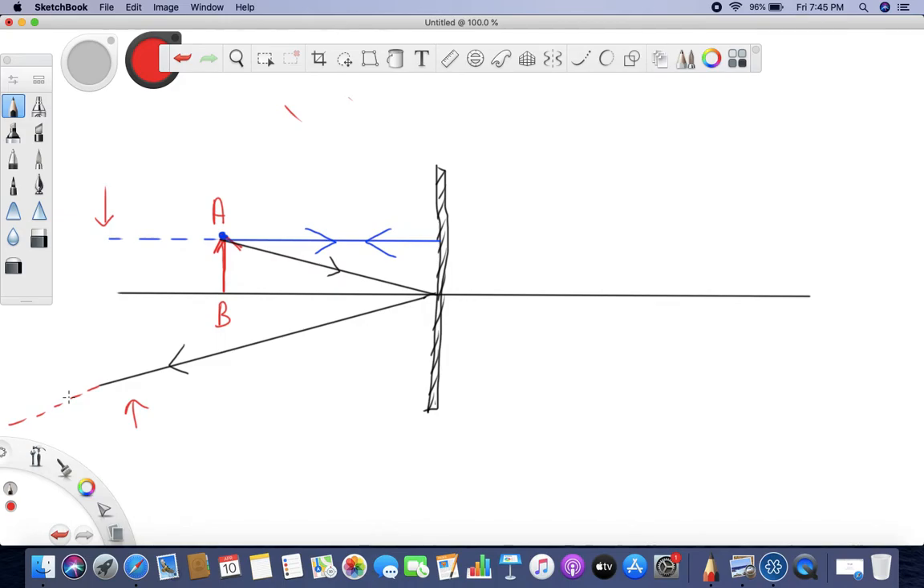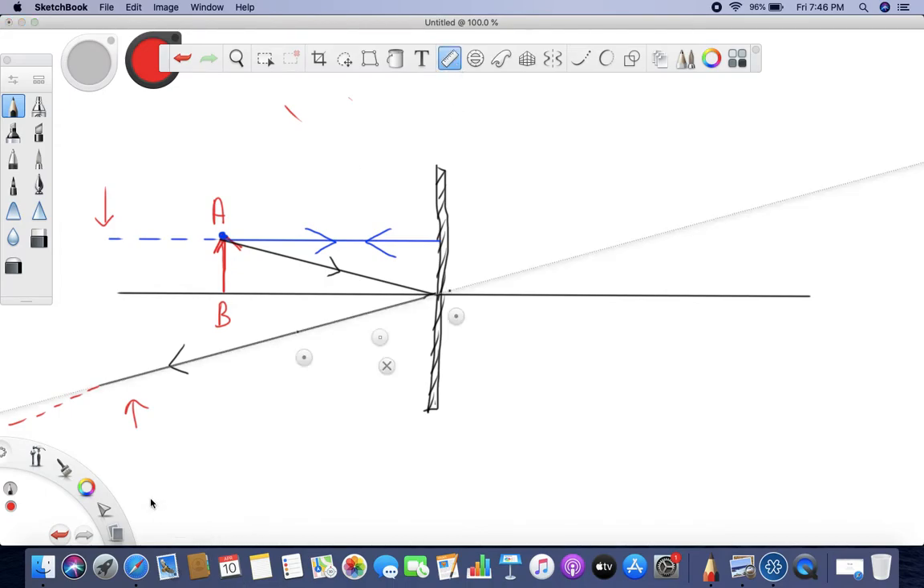Then you must be wondering, sir, you just told us that where two rays meet after reflection, at that point the image is formed. But they are not meeting. It means there is no image. There is an image. But now that's a big question. There is an image, but where is the image? Okay, so let me show you.